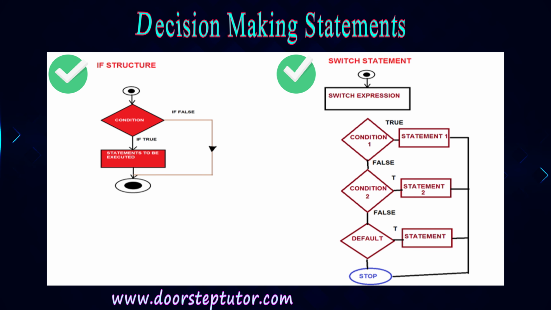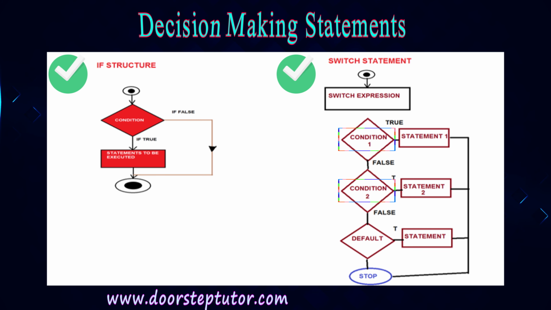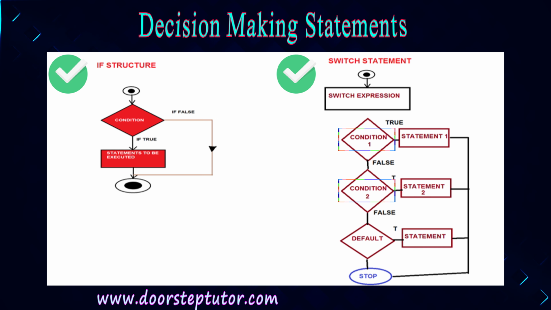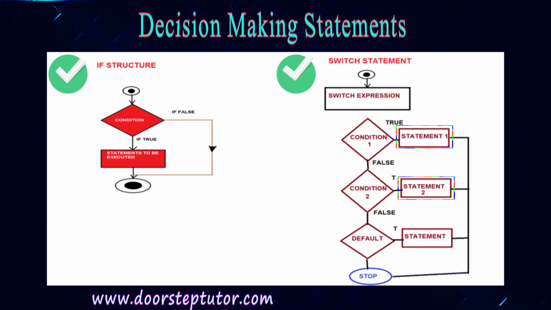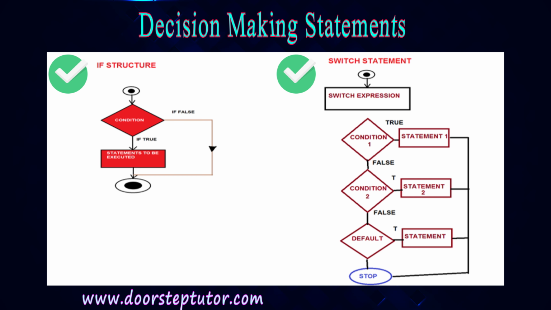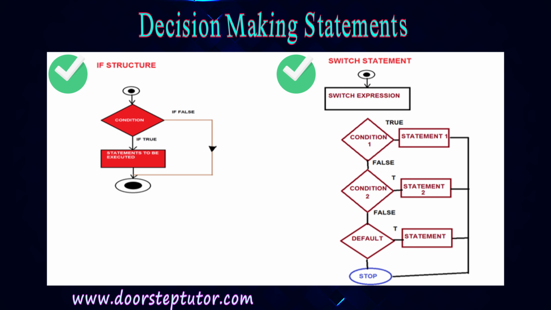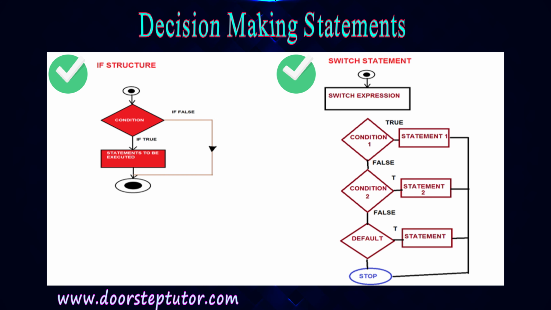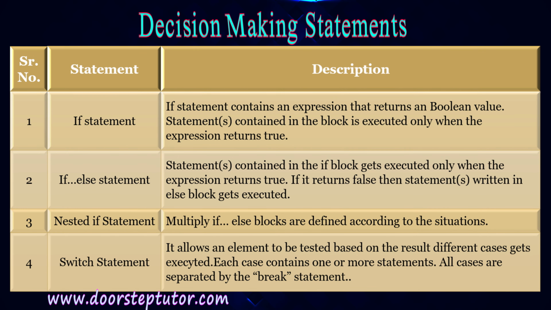Under the switch statement, we can have multiple conditions in a single block. According to the multiple true conditions, we can perform some statements, or otherwise the second condition or the default condition will be checked. If we are not satisfying any of the conditions, in the last it will check for the default value. If that is also not working, it will just stop. So the different decision making statements are if else, nested if and switch statement.